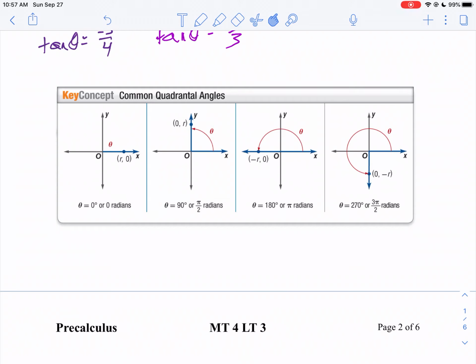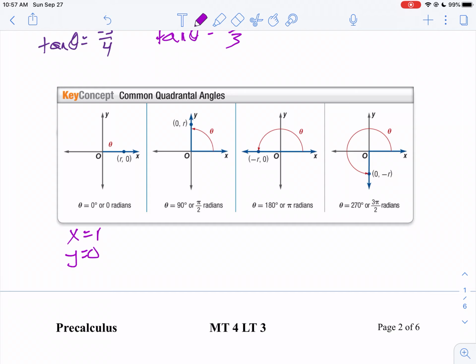A special case of angles is if the angle has its terminal side along a quadrant. We call those quadrant angles. So if it's a 0-degree angle, what I want you to notice is x equals r and y equals 0.